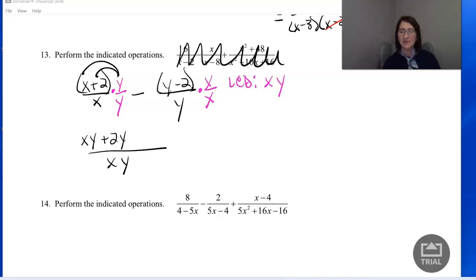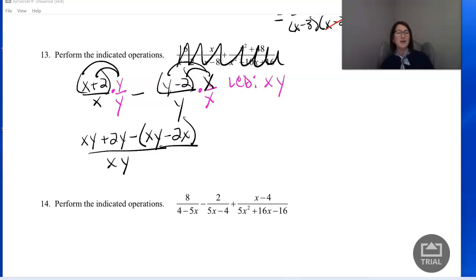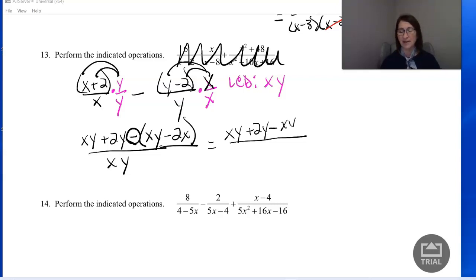Now I'm going to do the same thing with the second set. This is an x there. So it's going to multiply in parentheses. I'm going to have xy and then minus 2x. The reason why I put those in parentheses is because I don't want to mess up that negative. So when I remove the parentheses on top, I'm going to have xy plus 2y. Now, minus xy plus 2x. Oh my word, that is craziness. All of that is over xy.